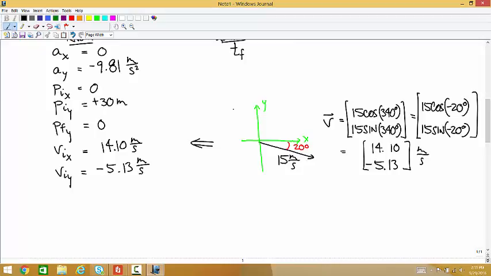And then do we know anything about the final velocity? Nope. Okay, so is there an equation that works with these? There is one.